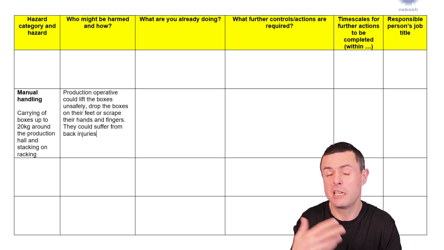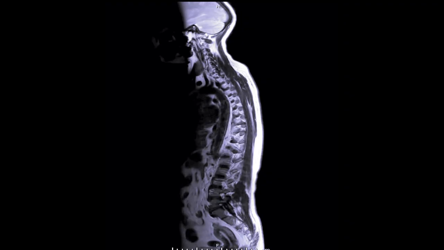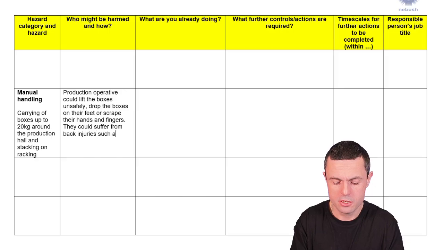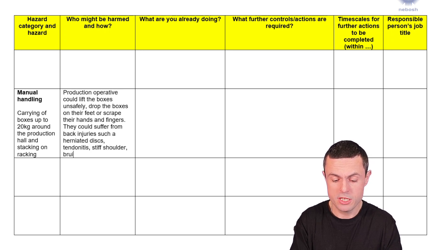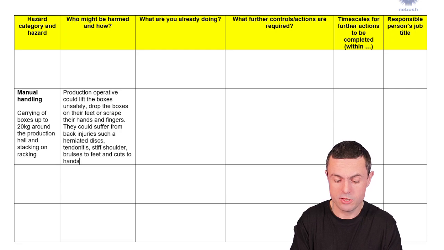Now, back injuries is a little bit vague. Can we be technical with this? What kind of back injury can you think of? A medical thing? Well, how about a herniated disc, slipped disc, such as herniated discs. We could talk about tendinitis, stiff shoulder, bruises to feet, and cuts to hands and fingers. There we go. We have a who might be harmed and how.